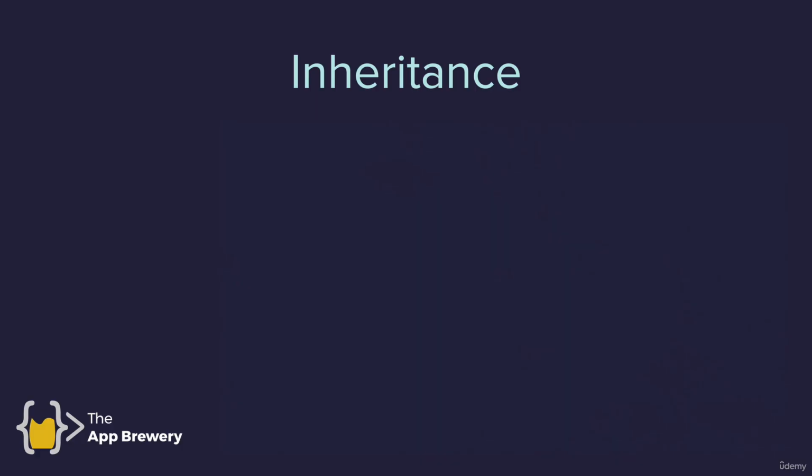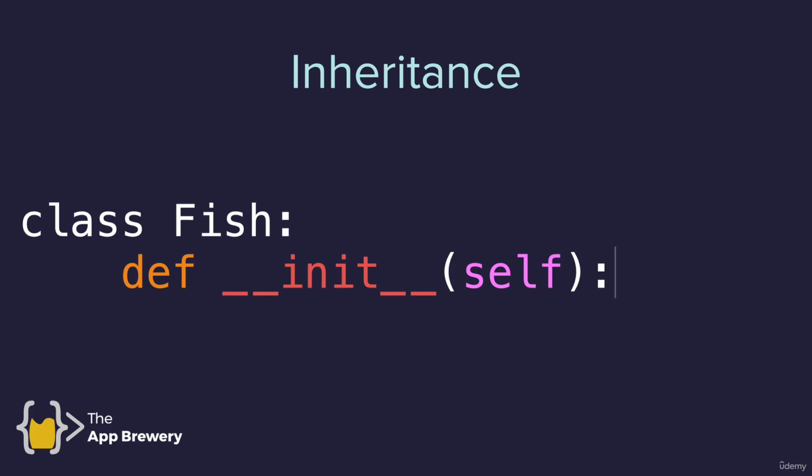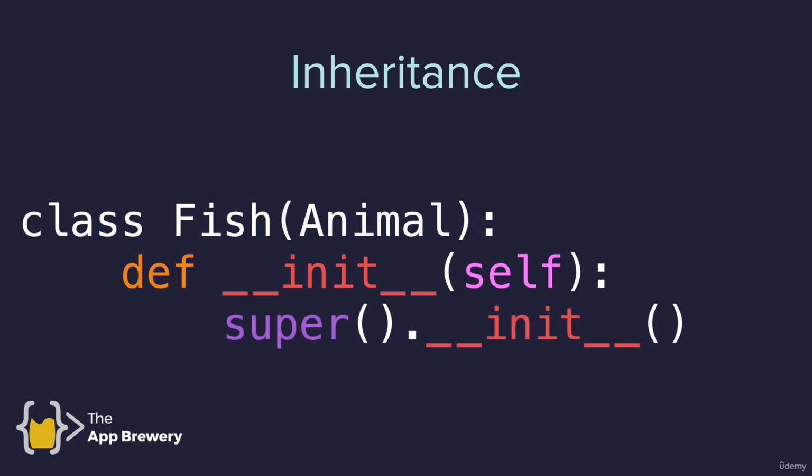Now, how does inheritance actually work in terms of the code? Well, we can define a class, let's call it fish, and it has an initializer. Now, in order to get this fish class to inherit from another class, all we have to do is to add a set of parentheses after the name of the class and then provide the class that we want to inherit from. So in this case, our fish is inheriting from the animal class.